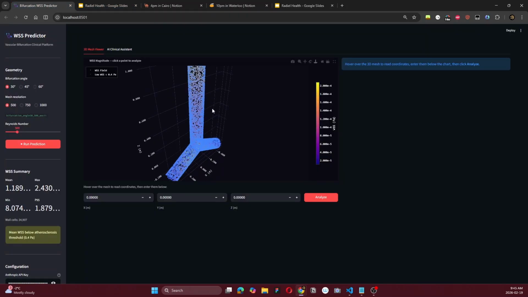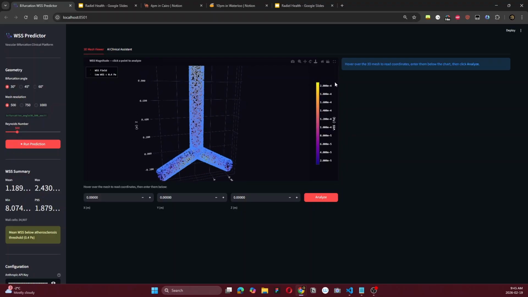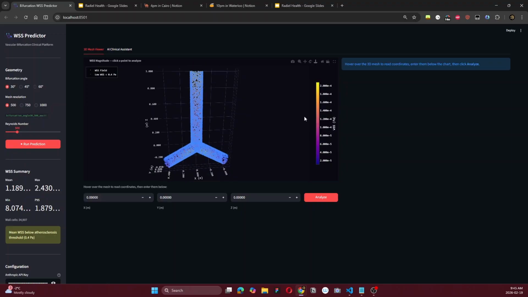Yeah, so it's done. And if you see here, we have our predictions. We have our legend here of wall shear stress from 2 times 10 to the negative 4 to 10 to the negative 5. You can see it's color coded.